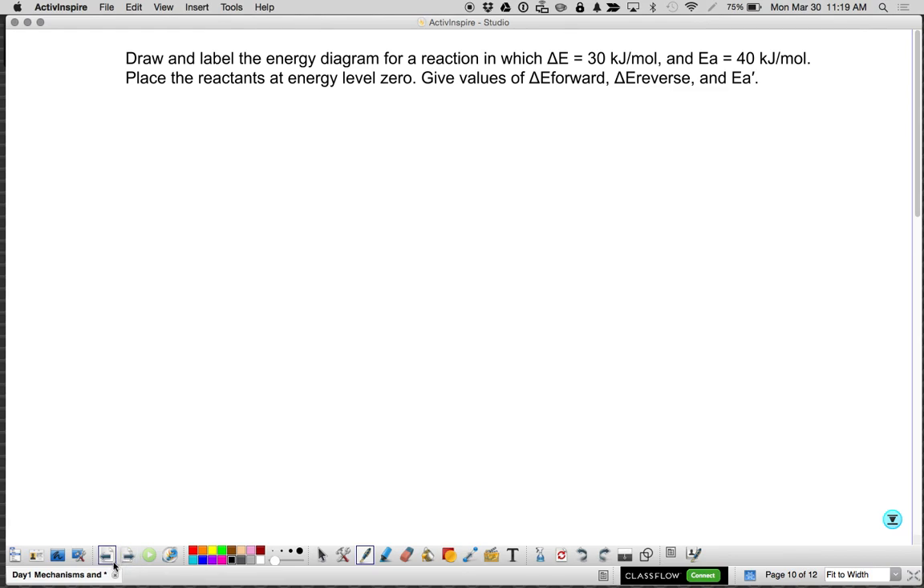All right, now on to some sample problems. What I want you to be able to apply out of here: draw and label the energy diagram, which is another word for reaction coordinate diagram, for a reaction in which delta E is 30 kilojoules per mole, EA is 40 kilojoules per mole. Place the reactants at energy level 0. Give values of delta E forward, delta E reverse, and EA prime. So pause it, give it a try, see if you can do this.